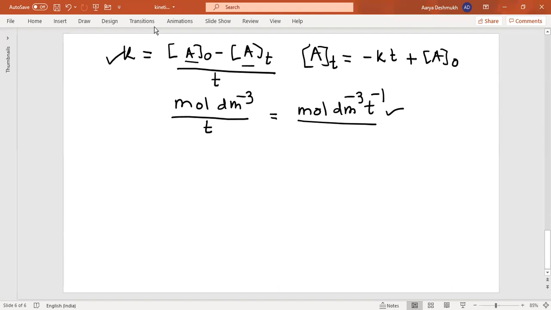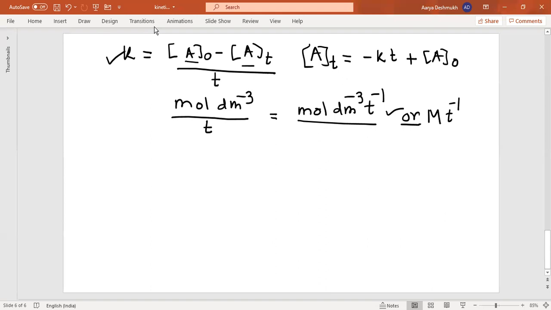Once the problem is given, if you are aware of the unit for K for first order, zero order and second order, you will easily be able to calculate the order of the reaction. We will study this further when we discuss the MCQs based on this. Instead of moles per dm cube, you can write molarity per time inverse. This is the way you can find the units.